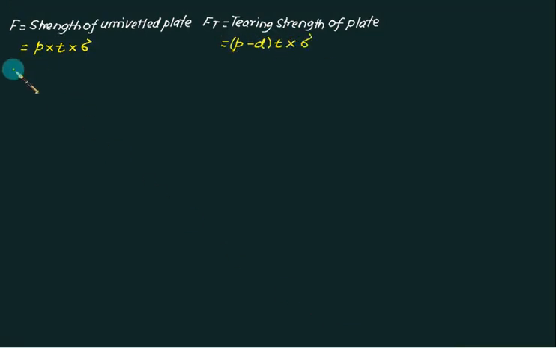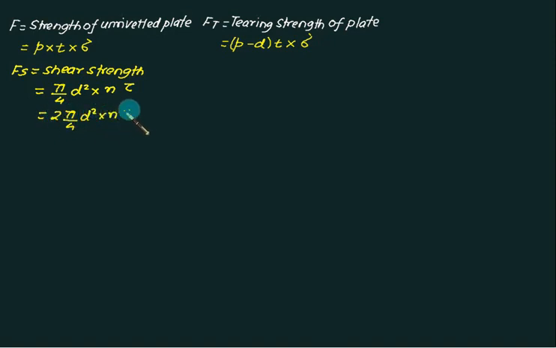So we have Fs. It's called the shear strength or shearing strength. If you have single shear, we have pi by 4 into D square, number of rivets n in one pitch, multiplied by tau. And if you have double shear, we have 2 pi by 4 into D square into n into tau. This one is for double strap and only possible for butt joint. This one is possible for lap and single cover, single strap butt joint.